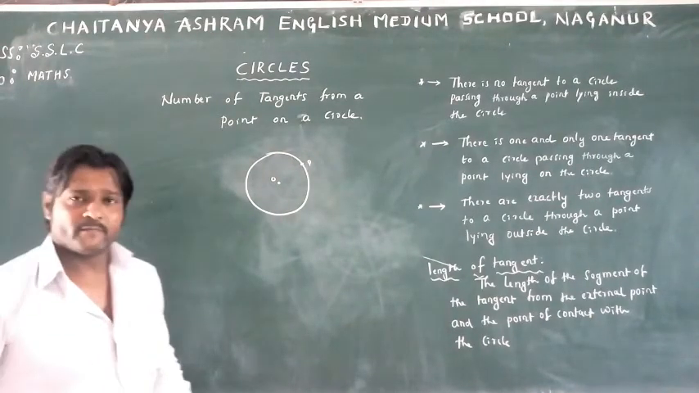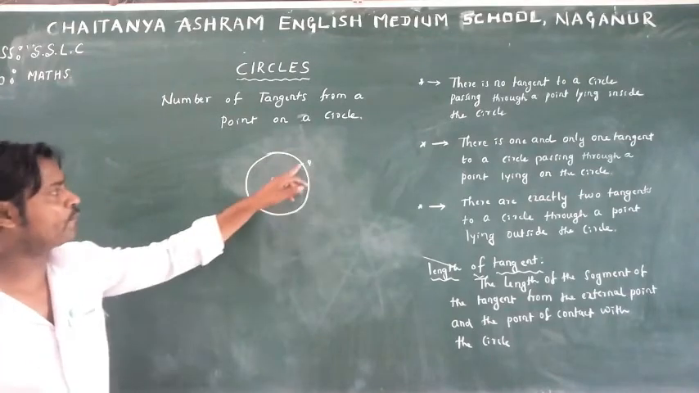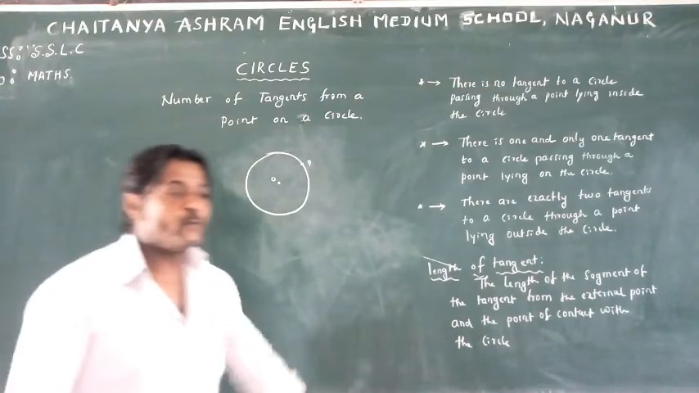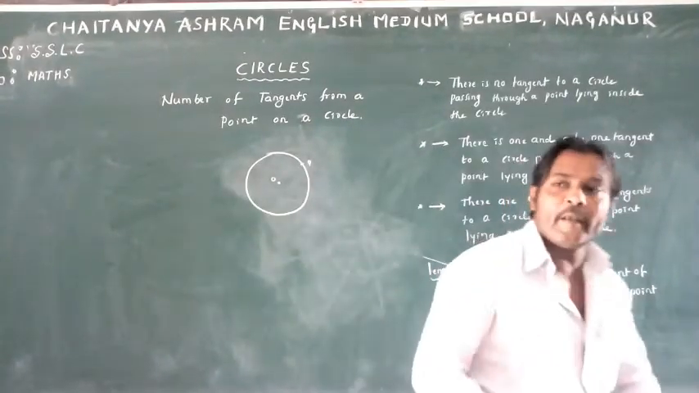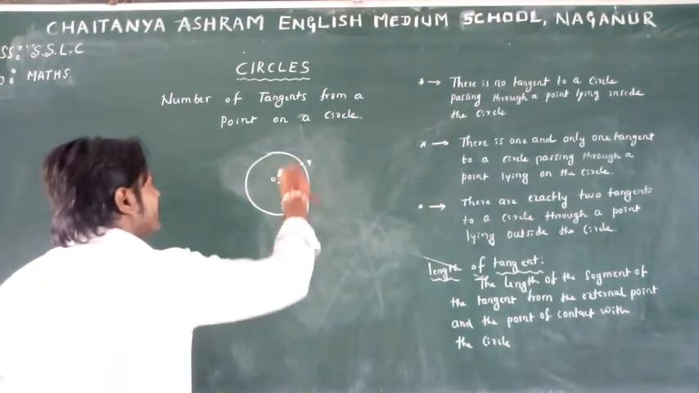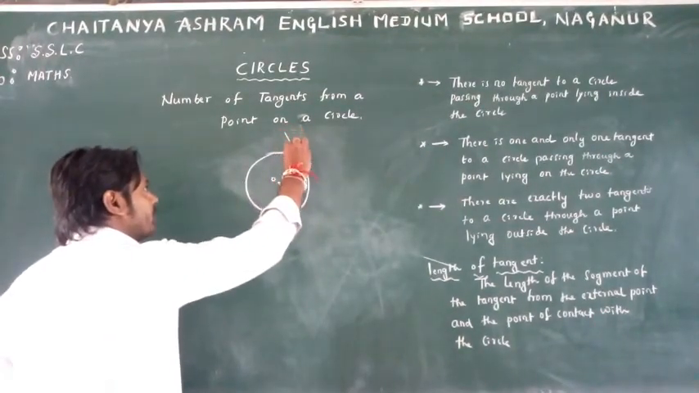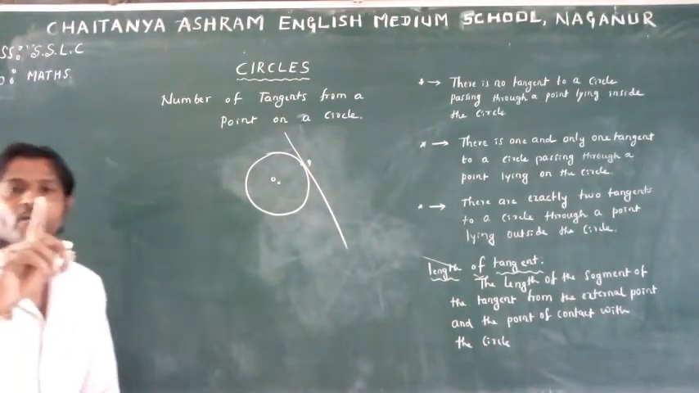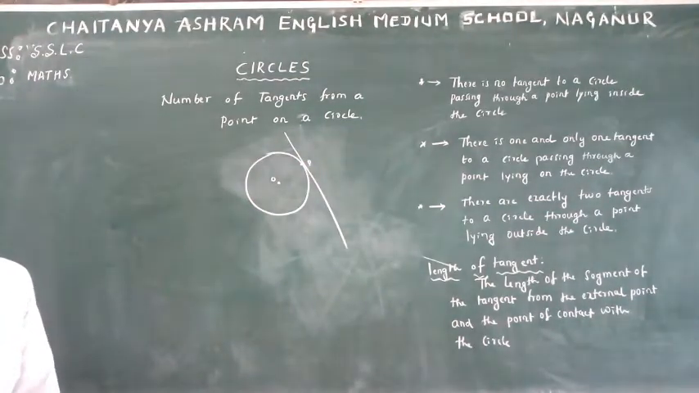Just think, through this point to this circle, how many tangents can be drawn? Just count how many tangents can be drawn through this point to this circle. One or two or three or four, how many? Okay, try. Through this point, we can draw only one tangent.